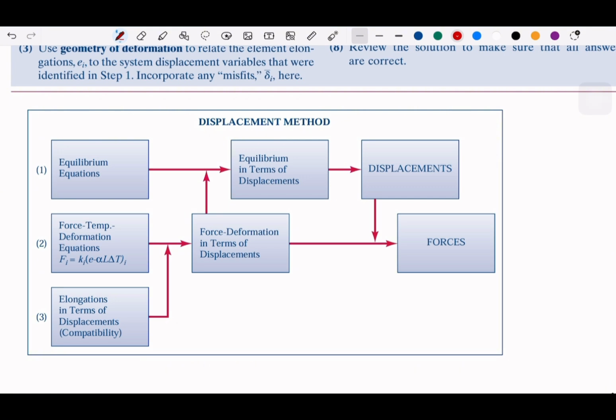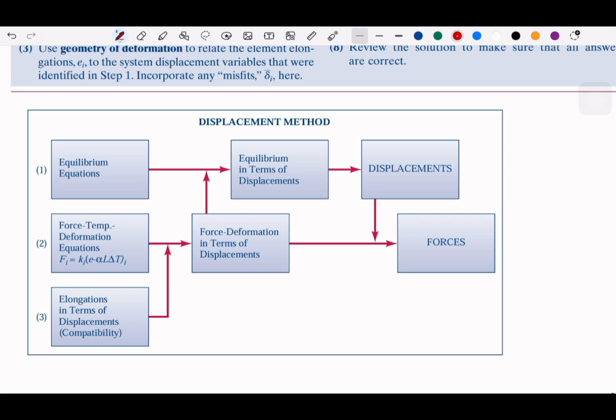So for the previous method, we start from the force equilibrium, and then we get the elongations. So we get the elongations, and now we get the force. The difference is that the order is a little bit different.